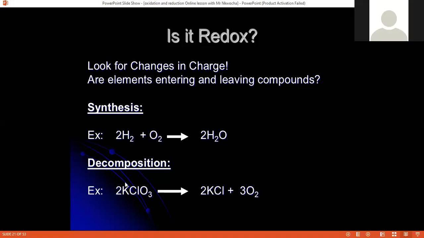Look at this second one. KClO3. Oxygen has left this compound. Oxygen leaving this compound means one of them has left. You see? So oxygen is no longer part of it. That means it's a redox reaction.